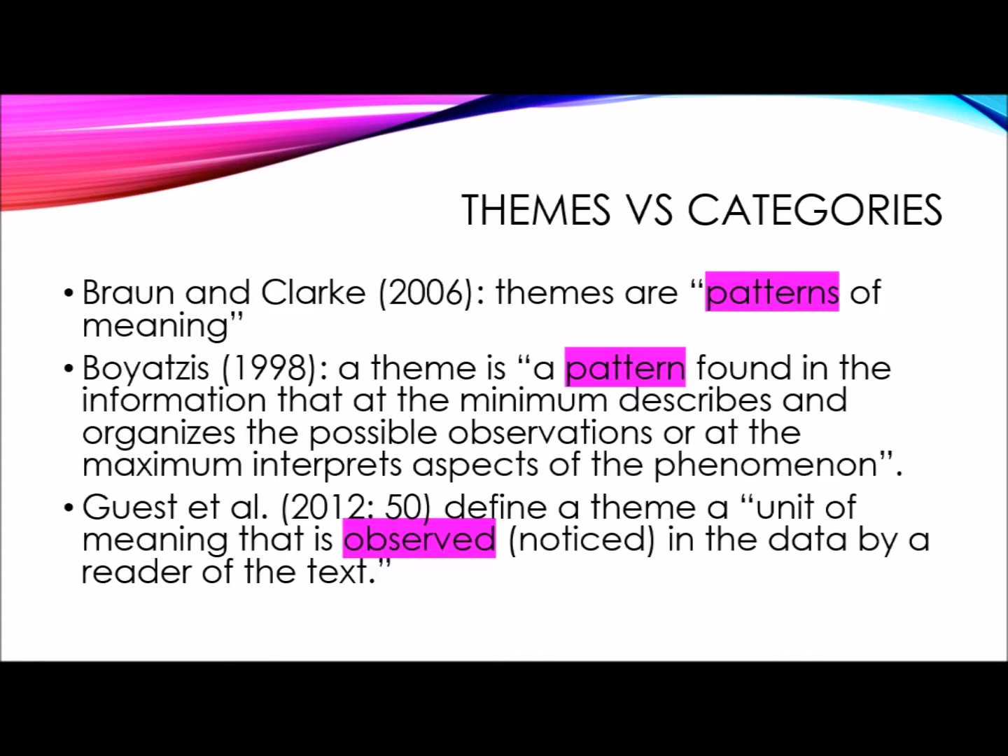There are various definitions of themes. For example, Braun and Clarke in 2006 defined them as patterns of meaning, and Boyatzis, 1998, elaborates further to propose that a theme is a pattern found in the information that, at the minimum, describes and organises the possible observations or, at the maximum, interprets aspects of the phenomenon. Guest et al. 2012 define a theme as a unit of meaning that is observed or noticed in the data by a reader of the text.